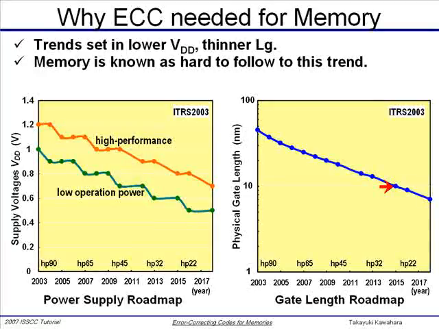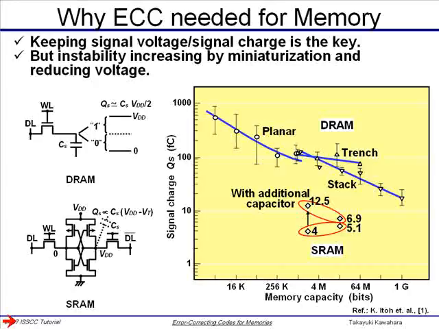So therefore, this slide shows the memory capacity on the horizontal axis, and the signal charge on the vertical axis. The signal charge is decreased. So therefore, the memory is going unstable. To save these trends, but keep the performance, power, and speed maintained, we try to take some techniques.